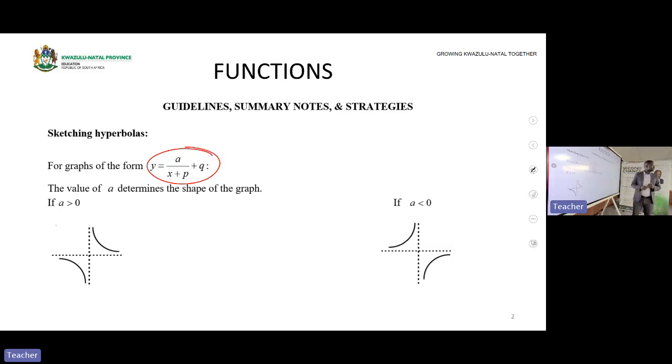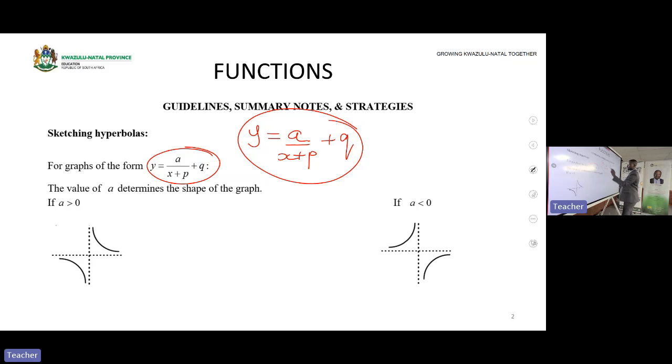So in terms of the hyperbolic function, it is given by this equation, which is y equals a over x plus p, plus q. So this is your general form or your general equation for a hyperbolic function. It's also very important to take note that this function comes from this mother graph or mother function, which is in the form of y equals a over x.